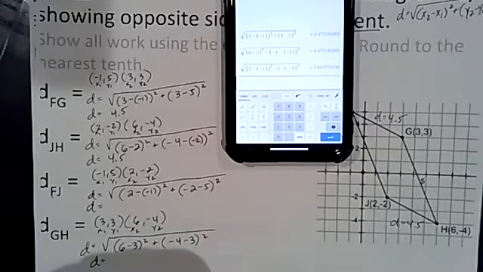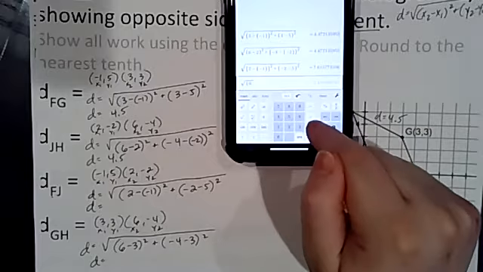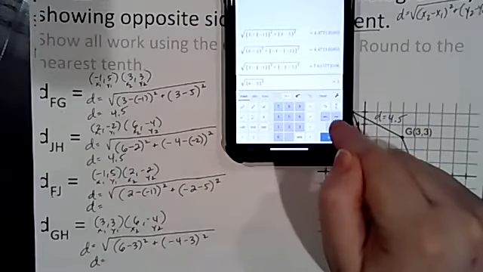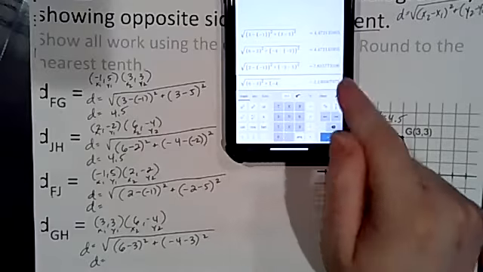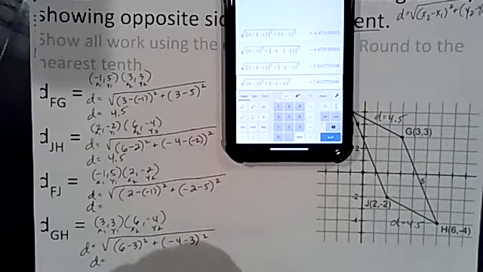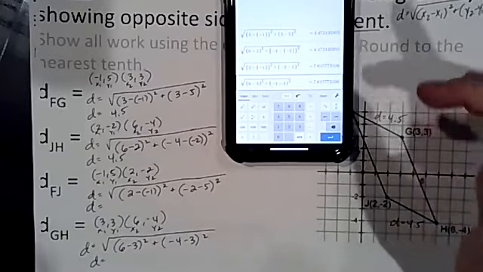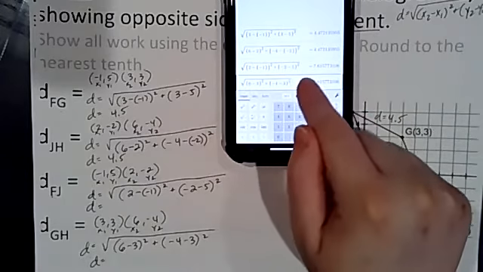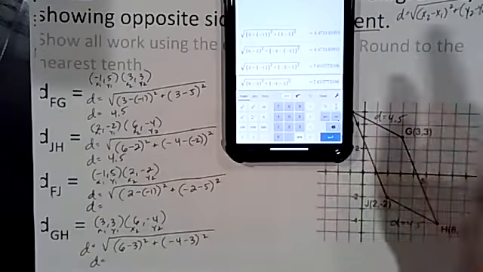Now we're going to go G to H. Square root of 6 minus 3 squared plus -4 minus 3 squared. And as you guys can see, my phone might look a little blurry, right? But as you plug this in on Desmos, you should be able to see. For F to J, I got 7.61. And then for G to H, I also got 7.61.